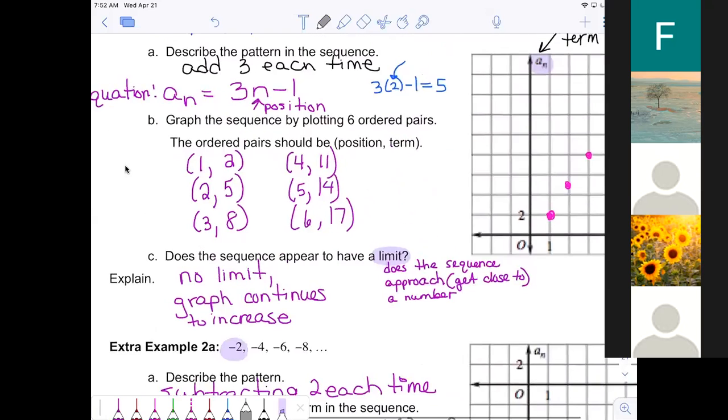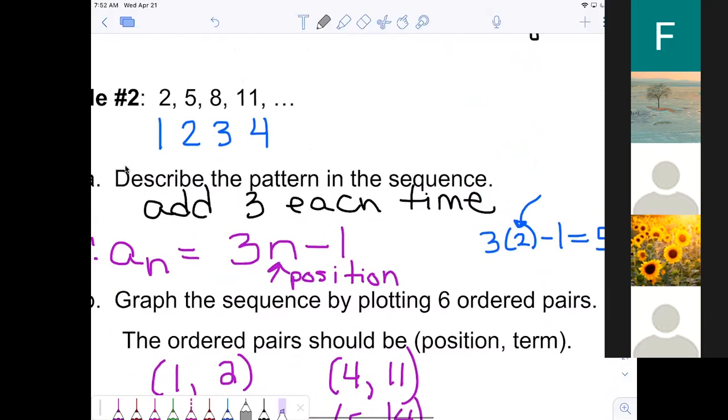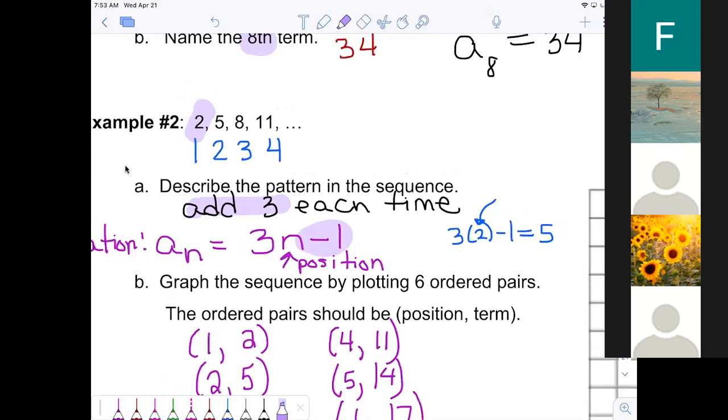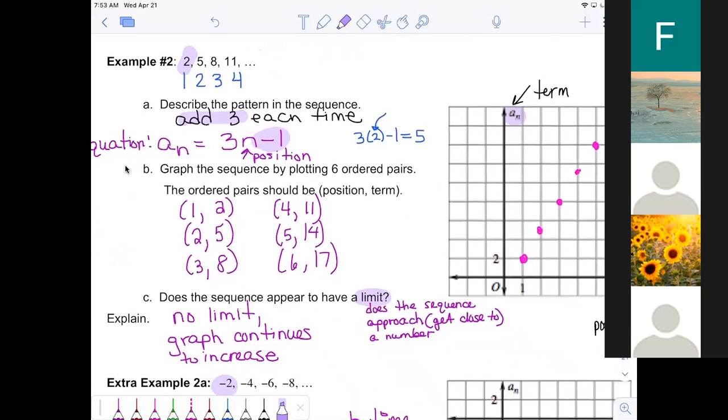Whereas the previous one, we took 3 times n because you were adding 3 each time, but the first number started with a 2. So we had to subtract 1 to get it to start at the number 2 instead of starting at the number 3. If I didn't have that subtracting 1 there, then my first term would start at 3. And it doesn't start at 3, it starts at the number 2. Questions on that?